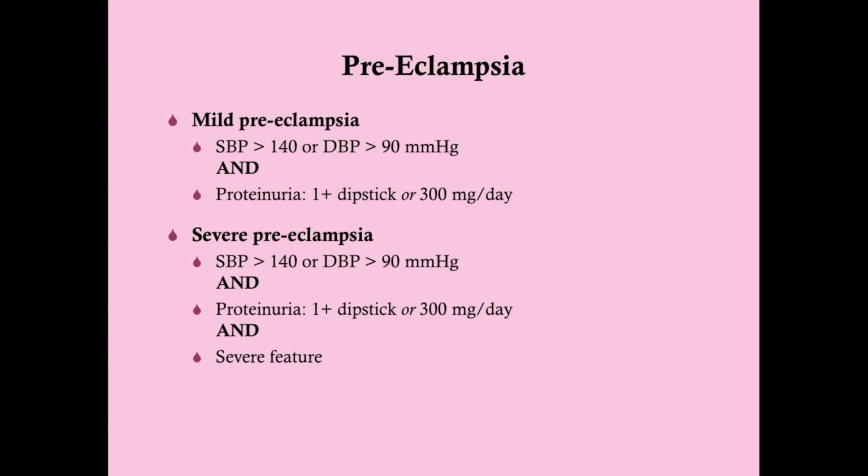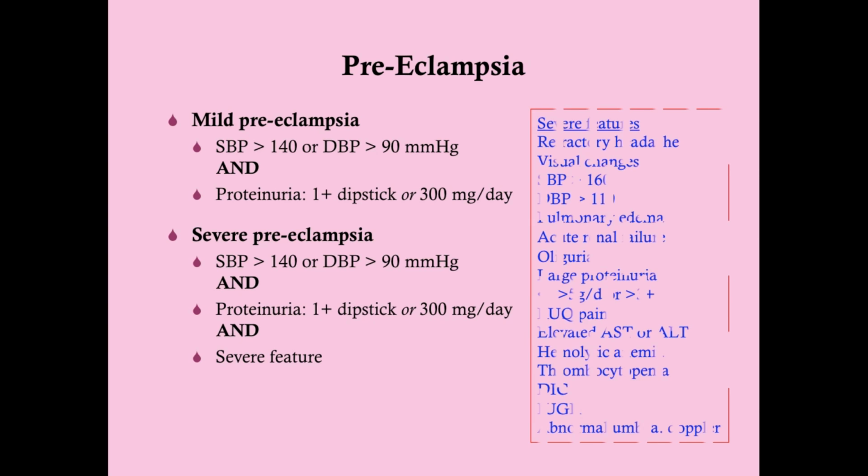Now, severe preeclampsia means that you have the symptoms of mild preeclampsia plus a severe feature. There's a lot of severe features, and you need to have some kind of passing familiarity with them. And so here's what they are. Refractory headache, headache not responding to acetaminophen. Visual changes. It may be anything from blurred vision, double vision, to scotoma, to blindness. Systolic blood pressure over 160 or diastolic blood pressure over 110.